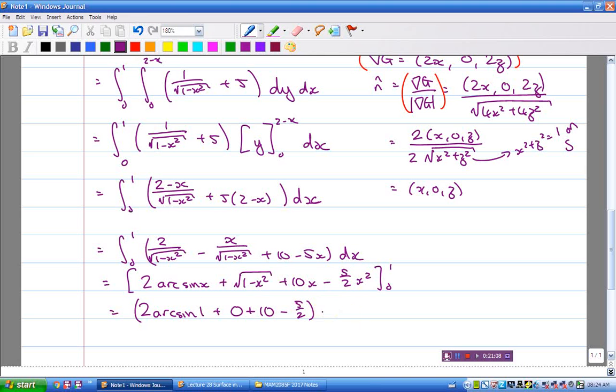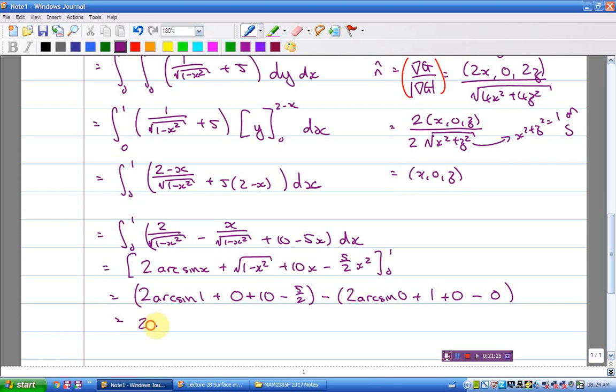And then a subtract, and let's plug in 0. 2 arc sine 0 plus 1 plus 0 minus 0. Okay, equals. Arc sine of 1, that means sine of what gives me 1? Pi over 2, cool. So this is 2 times pi over 2. Plus 10 minus 2.5, 7.5, well, that's supposed to be 20 now, so it's 15 over 2. So that's plus 15 over 2. And then arc sine 0 means sine of what gives me 0? And that's 0.